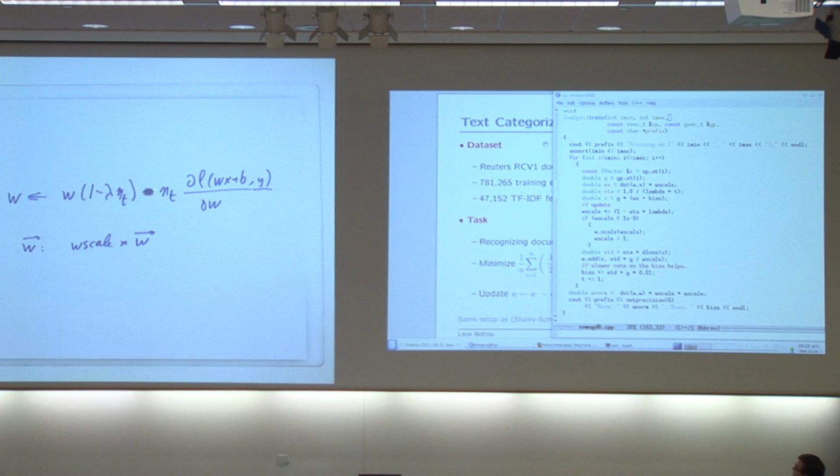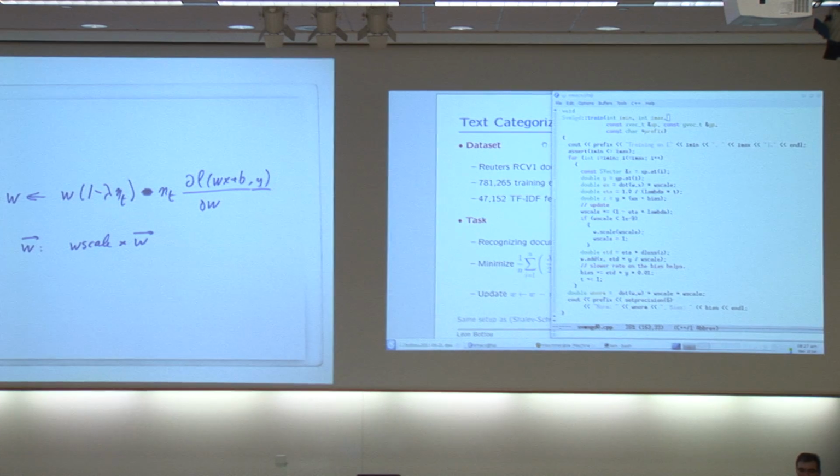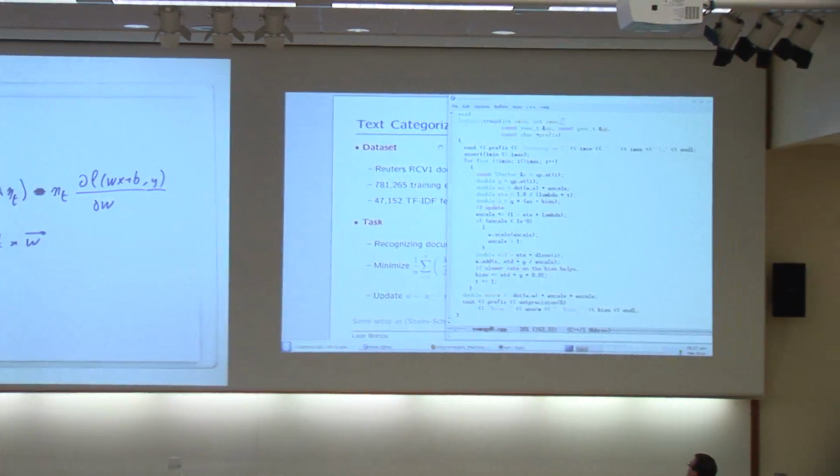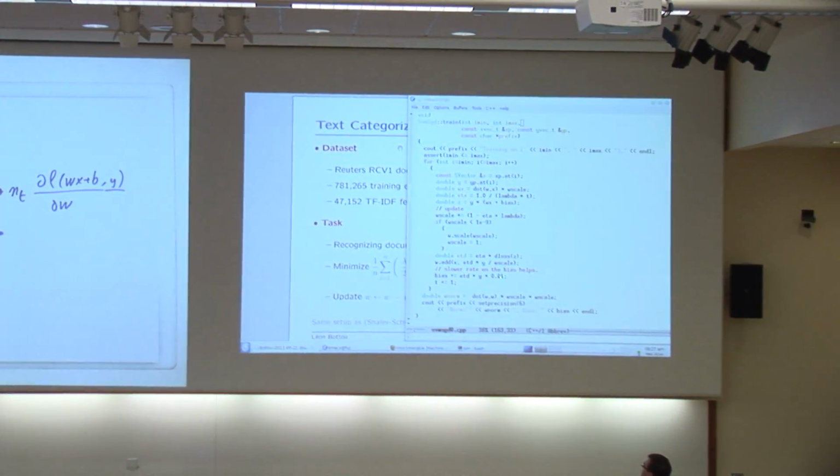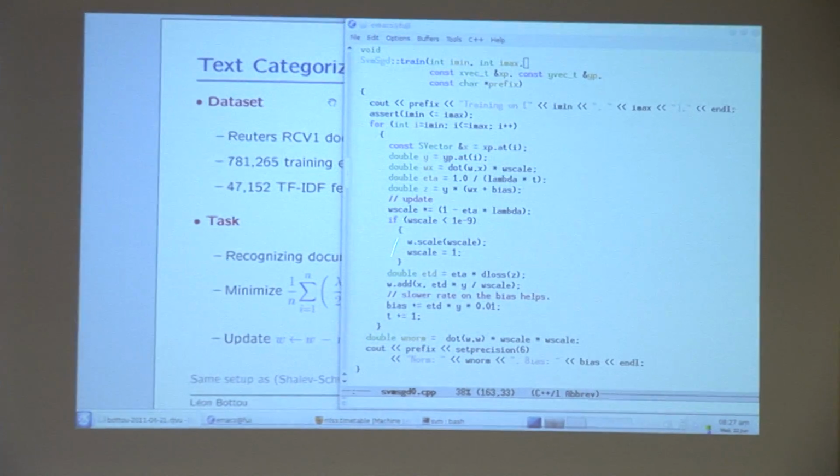Then I compute these things, eta t times the derivative of the loss. And I just add it to my weights with the proper ratio. So I have to divide by W scale because the weights are scaled by the scale. And I do the same thing on the bias, but with a trick that I go a little bit slower on the bias, because the bias, we hit it all the time. And well, it's a form of Newton for the poor. And I go to the next iteration.